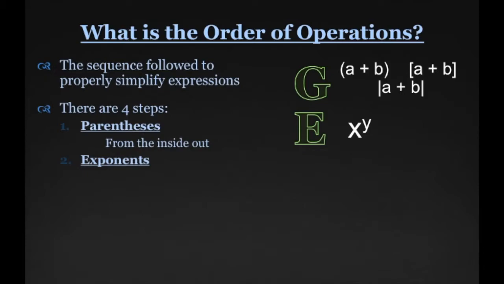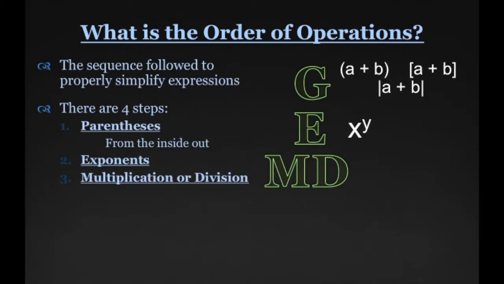The third step is a little tricky because it's represented by 2 letters. It's represented by the letters MD, and that stands for multiplication or division. This step is really tricky. A lot of students think right away that because the M is first, that multiplication always goes first. That is not true at all. It's a multiplication or division.